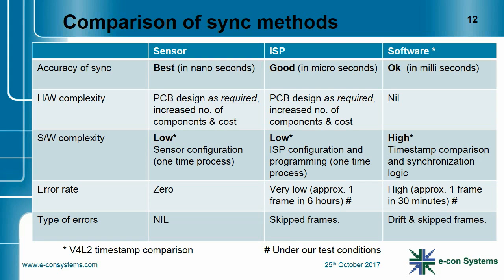And for the type of errors that can occur, the sensor has no errors, but for the ISP we can get skipped frames because of the internal logic. And for software-based synchronization, if the images are not constantly synchronized or the timestamps are not constantly compared, then the images can drift because of lag in the cameras, and in those cases the images can be skipped or dropped as well.